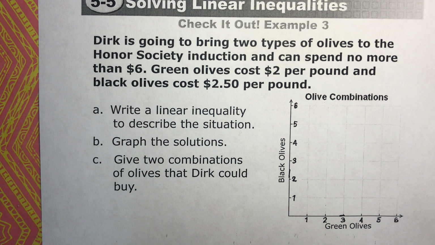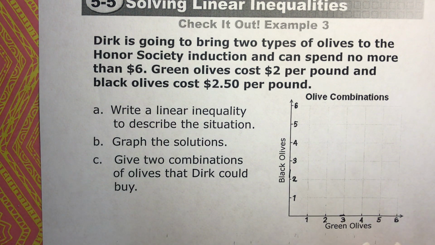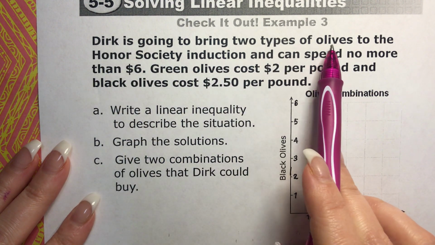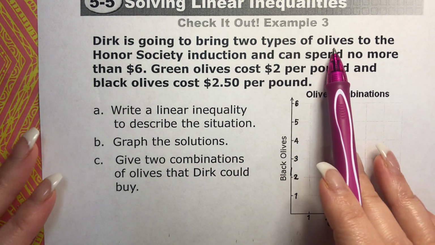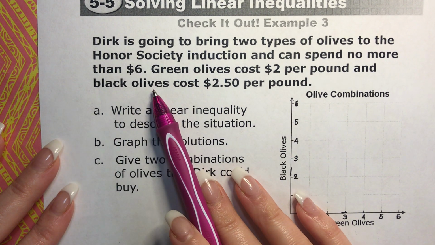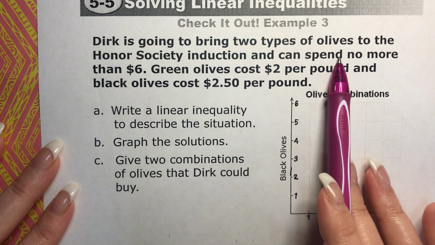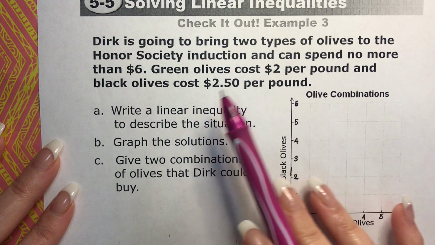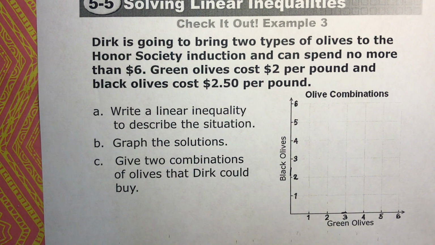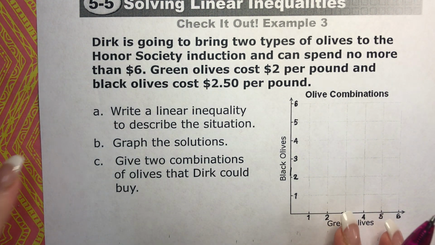of this application. So to do that, we have to define our variables. So what two things are we talking about? Well, if you look here, it says Dirk is going to bring 2 types of olives. So that's really the 2 things we're talking about. We're talking about green olives and black olives. So we know what the cost is per pound, but we don't really know how many pounds we're going to take of each. So that is really going to lead us to define our terms.